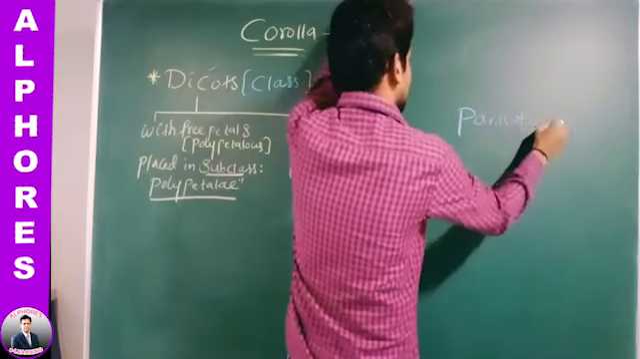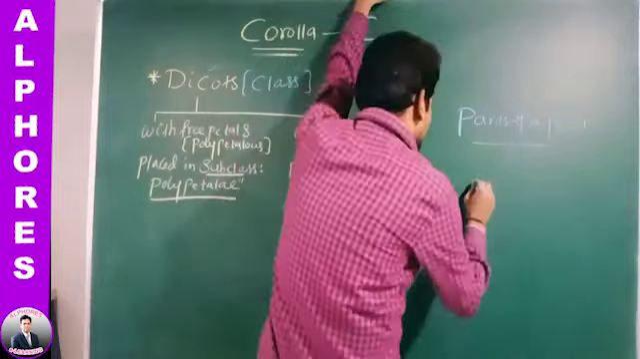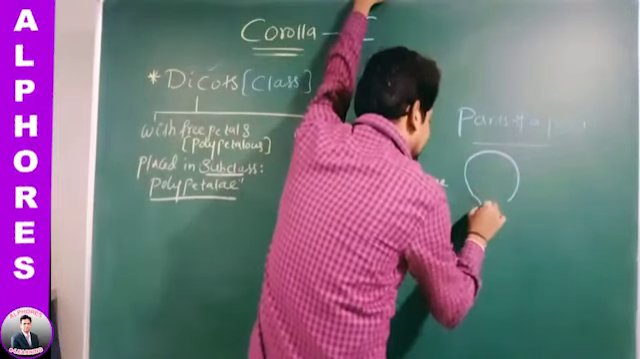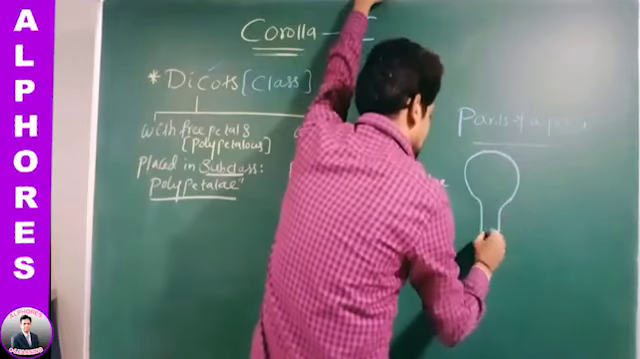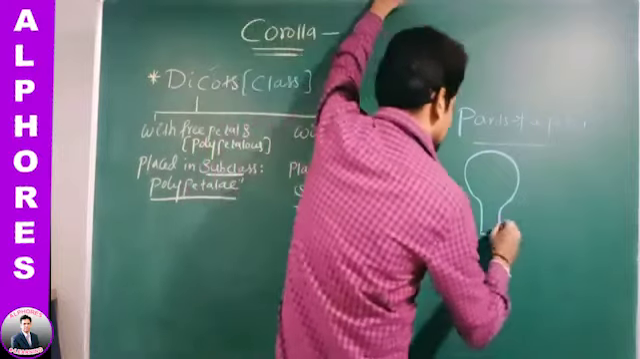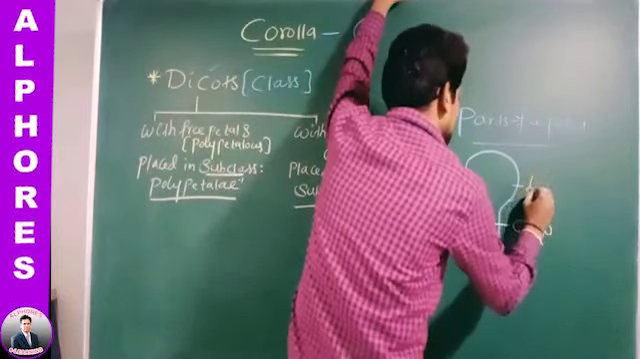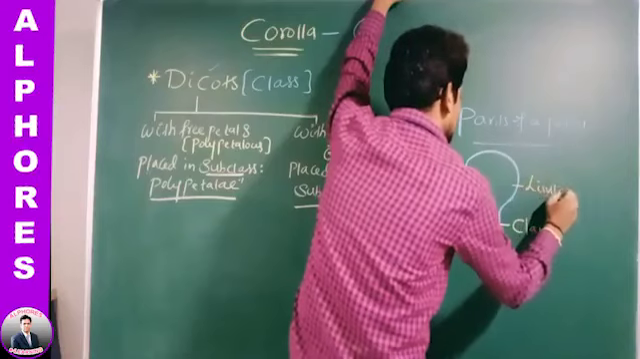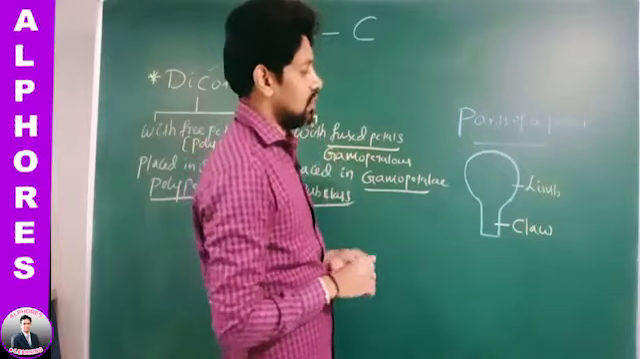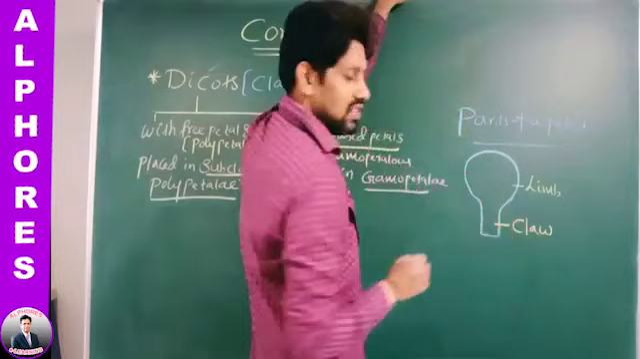Parts of a petal. A petal has two parts. What are the two parts? The first one is claw, the second one is limb, L-I-M-B. Therefore, a petal has two parts: claw and limb. In the diagram, you can see these two.